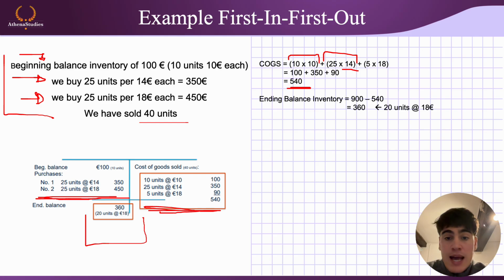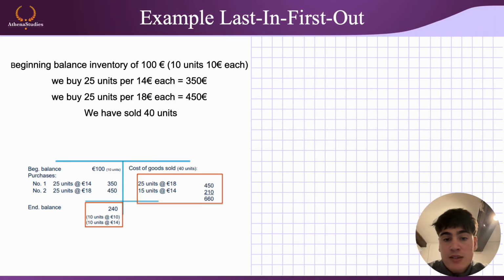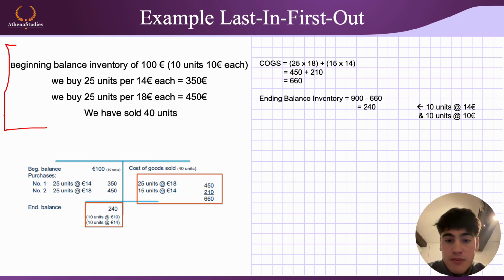Okay? And then we have the last example, which is last in, first out, the opposite case. Again, we have exactly the same trajectory as with the other cases. But in this case, we will first sell the last units we bought. So we will start with these units, then we will go with these units, and lastly with the first units we had in our inventory. In this case, we need 40 units.